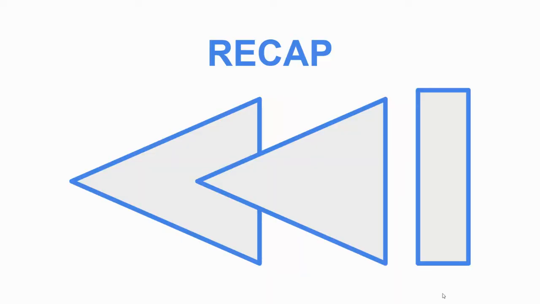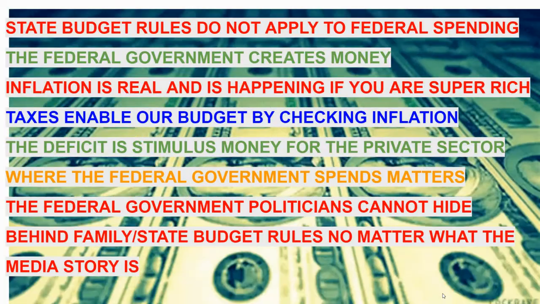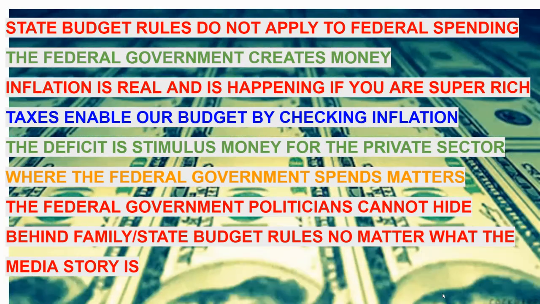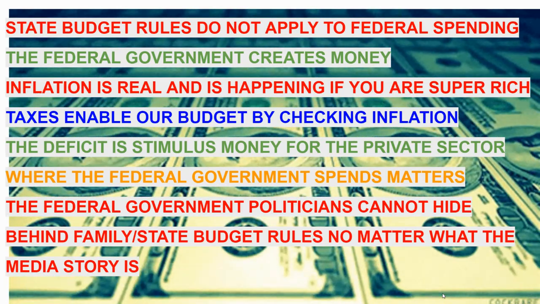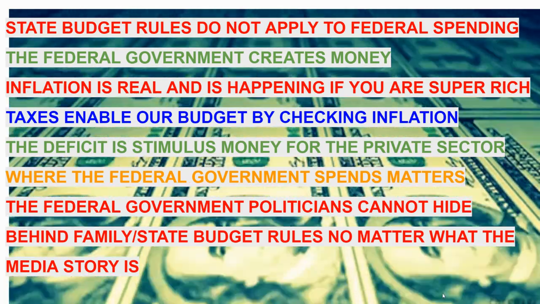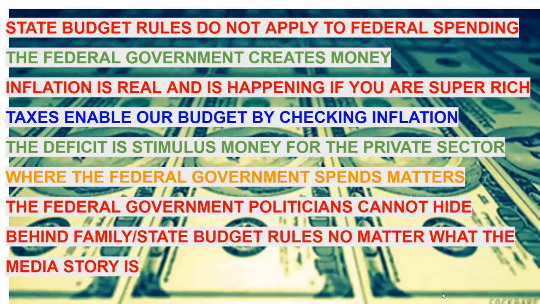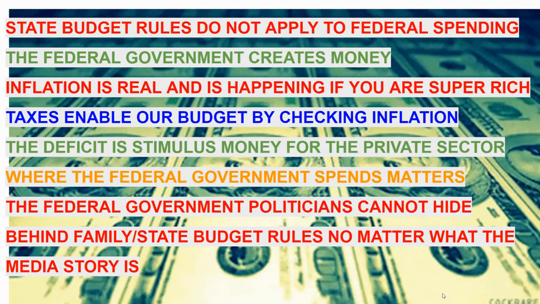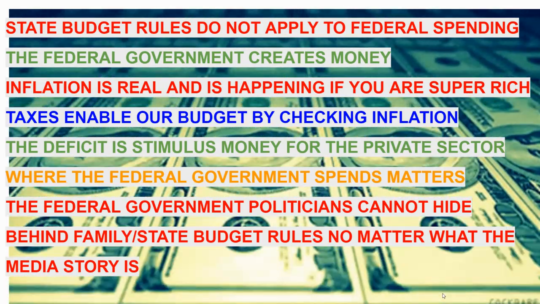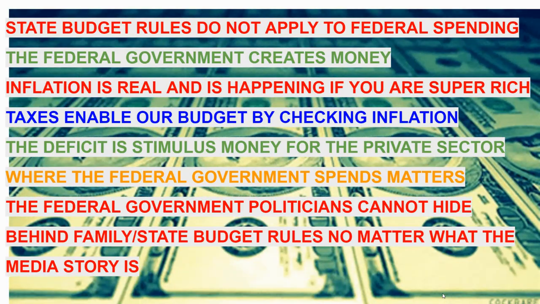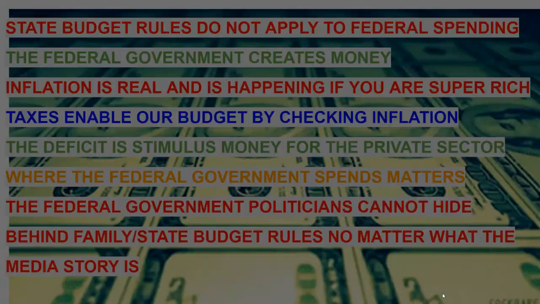So a quick recap before we get to the future. One of these is not like the other. Federal state budget rules do not apply to federal spending. Federal government creates its money. Inflation is real and is happening if you're super rich. Taxes enable our budget by checking inflation. The deficit is stimulus money for the private sector. Where the government spends its money matters, and the federal government politicians cannot hide behind family state budget rules, no matter what the media story is.